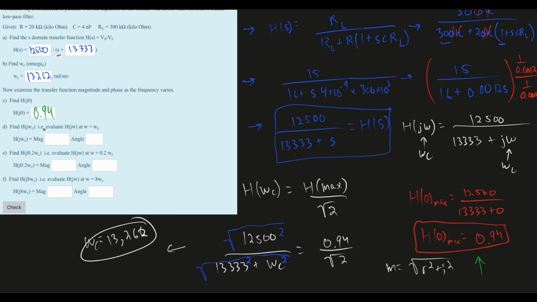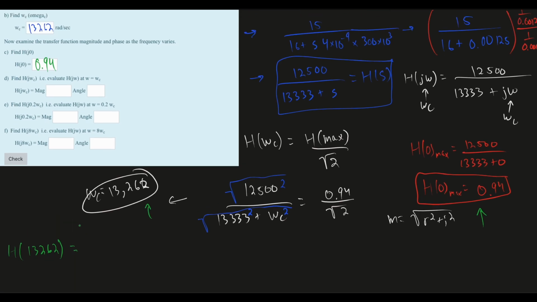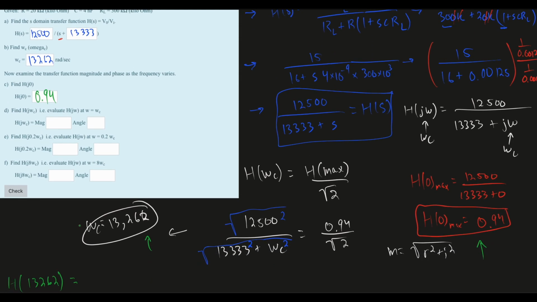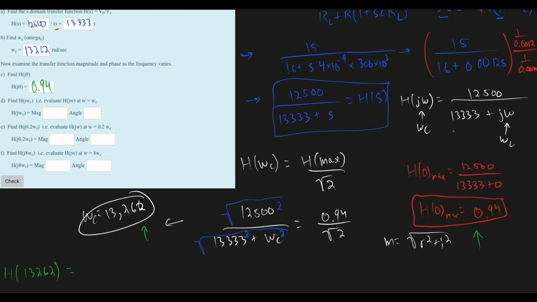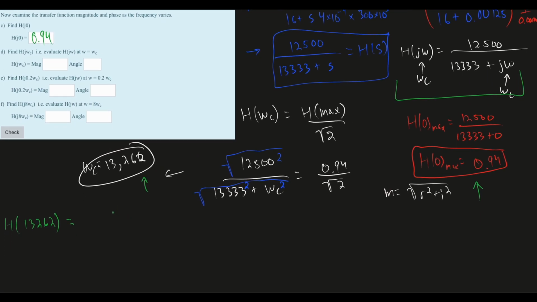Now, let's look at part D. Part D, we have this H where we have the j omega c. Our omega c is 13,262. We found that right here. And so we need to plug this into our H(j omega). Well, what is our H(j omega)? We found that earlier. We actually found it right here. This part. This is our H(j omega). So we're plugging it into here. We're going to have 12,500 divided by our 13,333 plus, and then we're going to have j 13,262.